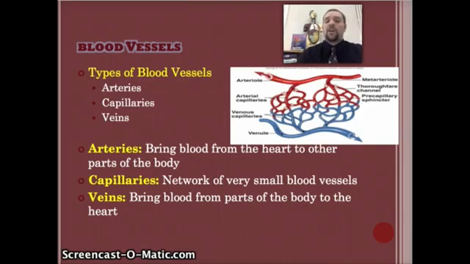Whereas capillaries are a network of small blood vessels where gas exchange takes place. So CO2 and oxygen gas exchange takes place here. And then you have the veins, which always bring blood, whether oxygenated or deoxygenated, to the heart. For example, your pulmonary veins bring blood from the lungs to the heart. Again, pulmonary is specifically known for dealing with the lungs.